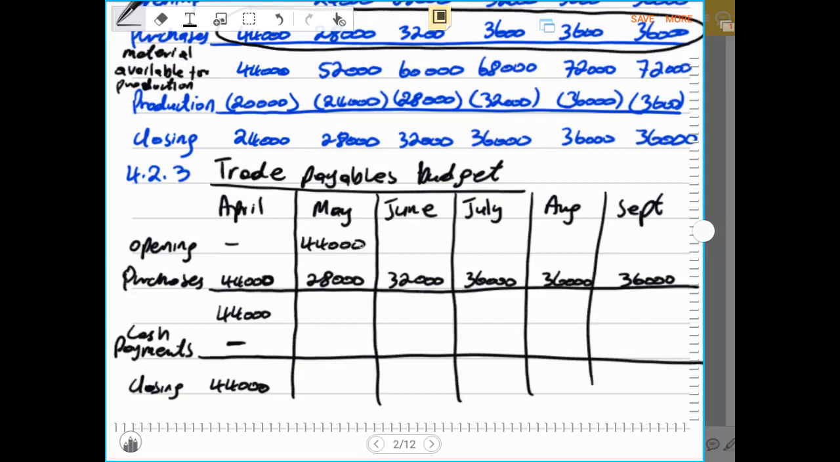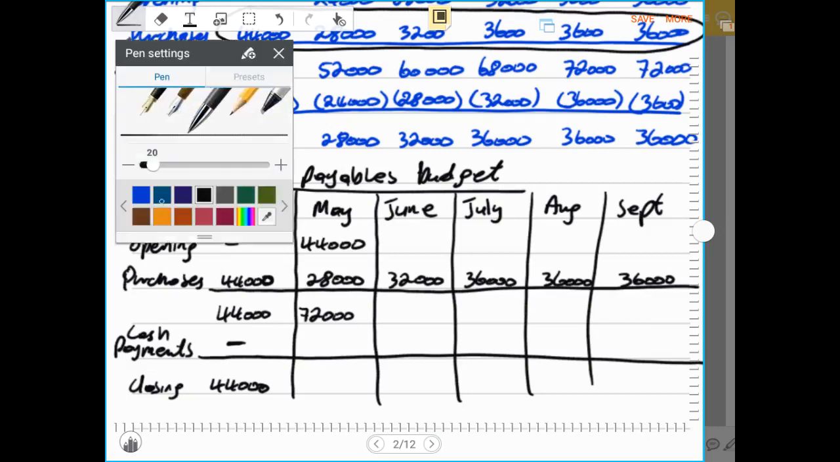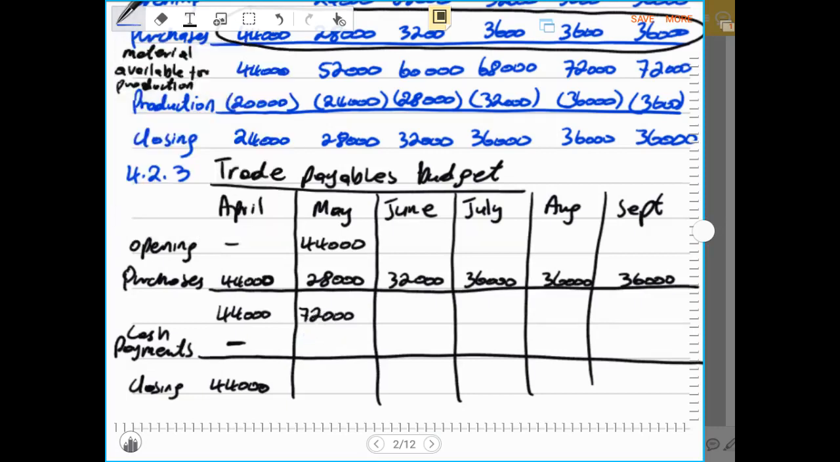Then we say, okay, closing of 44,000 plus purchase of the month of May will give us 72,000 rands as the amount of our trade payables before the payment took place in the month of May. Then I will say in the month of May, there's supposed to definitely be a payment.